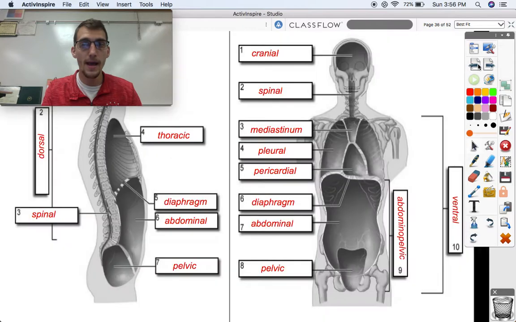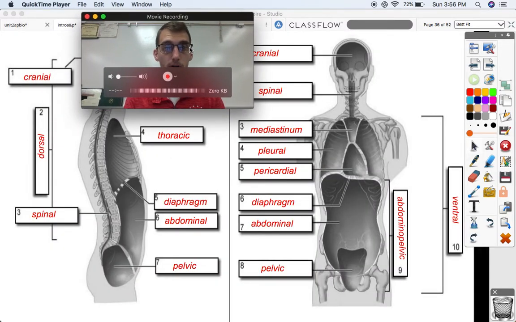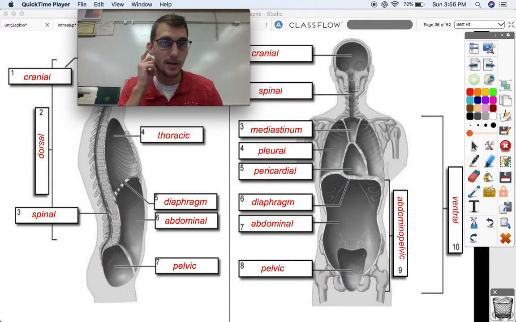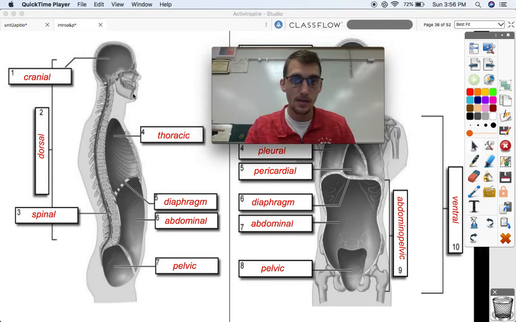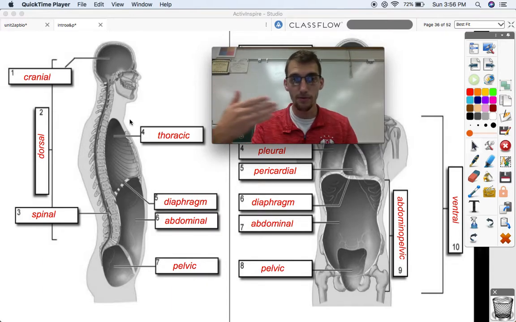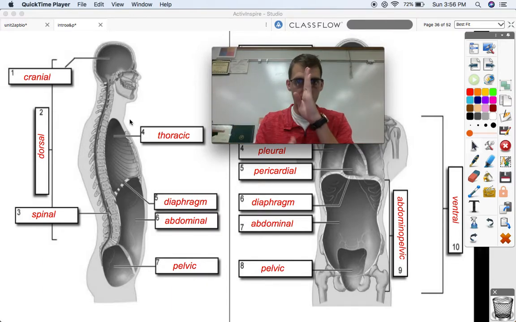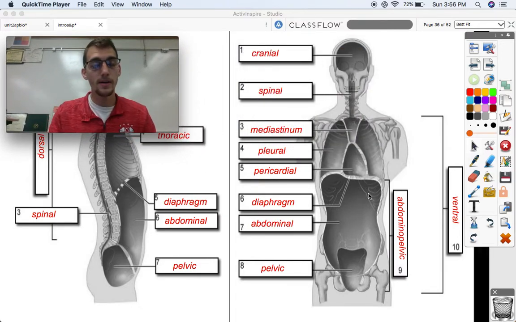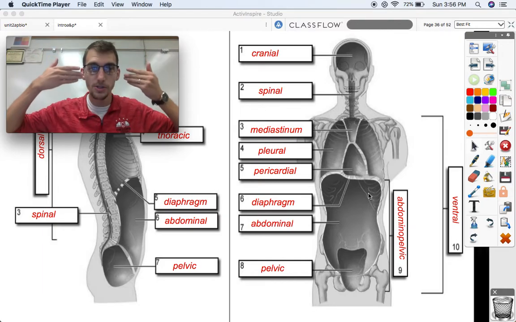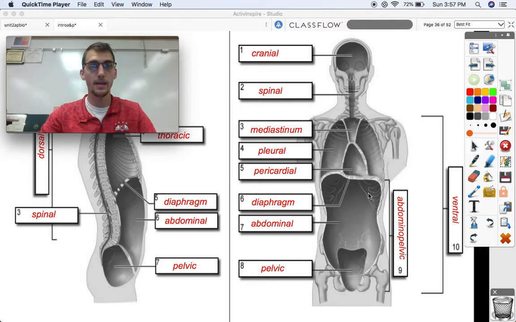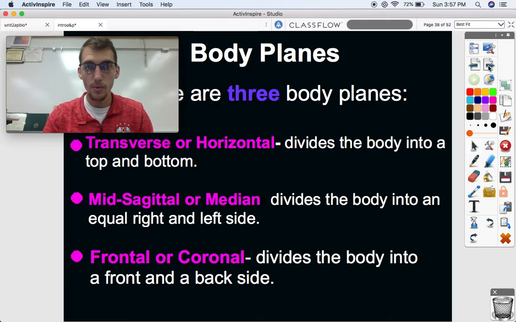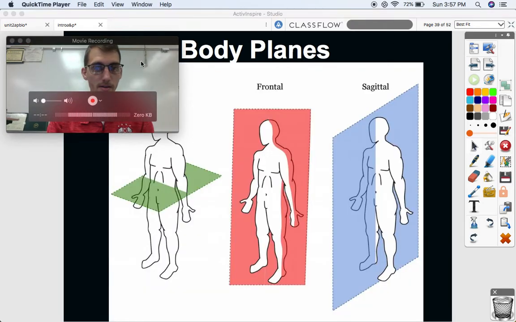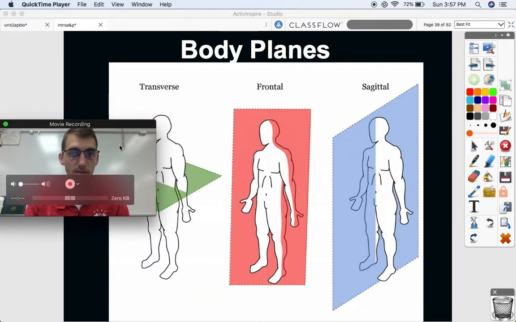Just a review back to body cavities here, you should have already had this diagram here. This diagram over here is studying the body's cavities from the mid-sagittal plane, so viewing it from either the right or left side. You split it down the middle like so. But this diagram over here is viewing the body cavities from the frontal plane, from the front or from the back. All right, so we are a little familiar with these, but here's another picture showing each of the planes.